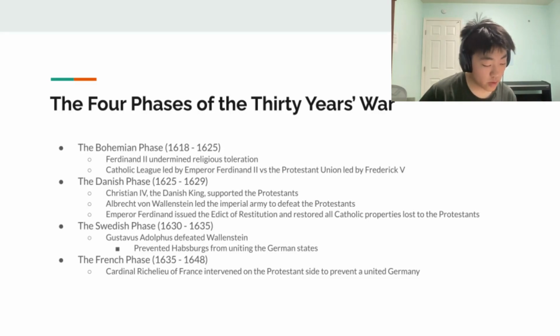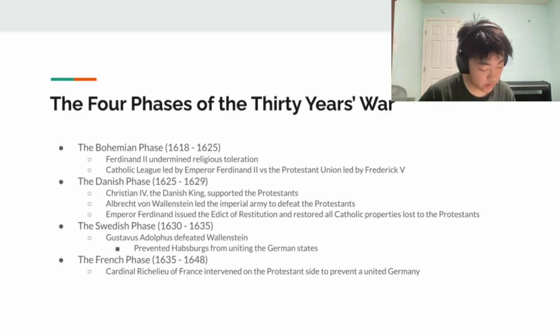Emperor Ferdinand II kept the Habsburgs in power in Bohemia, which led to the Danish phase, where the fall of Bohemia alarmed Protestants, and the Danish king Christian IV, supported by the Dutch and the English, supported Protestants and gained significant territory in northern Germany. However, the imperial armies led by Albrecht von Wallenstein crushed the Protestant forces, and the Edict of Restitution restored all Catholic properties. In the third phase, the Swedish phase, the Protestants, the Dutch, and the French turned for help to the Lutheran king of Sweden, Gustavus Adolphus, and he defeated Wallenstein and prevented the Habsburgs from uniting the German states.